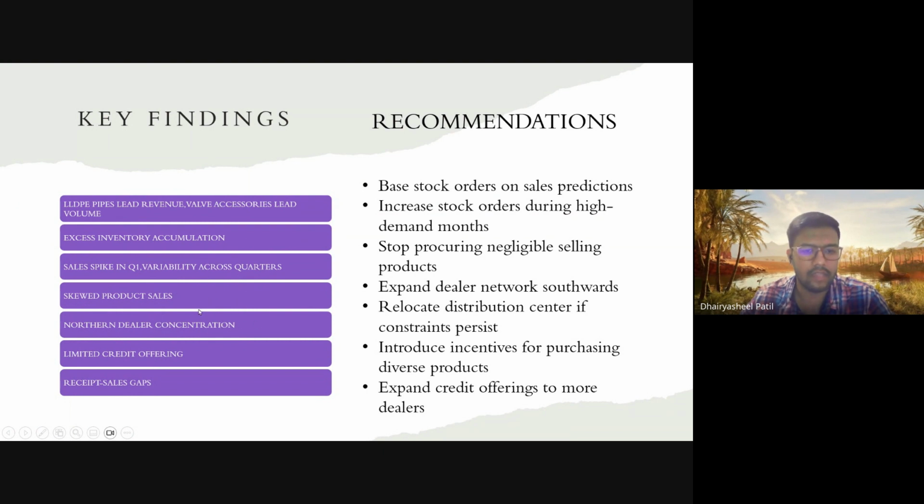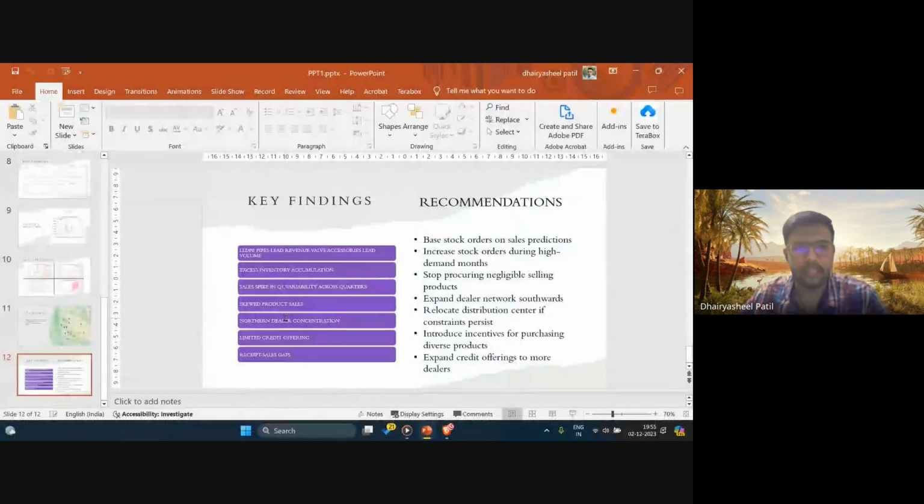As I said, there was a concentration of dealers in the north, and there was limited credit offering for only some dealers, and some dealers didn't have it at all. And there were gaps between receipts and sales. That actually explains his credit issues. So that's all from my side.